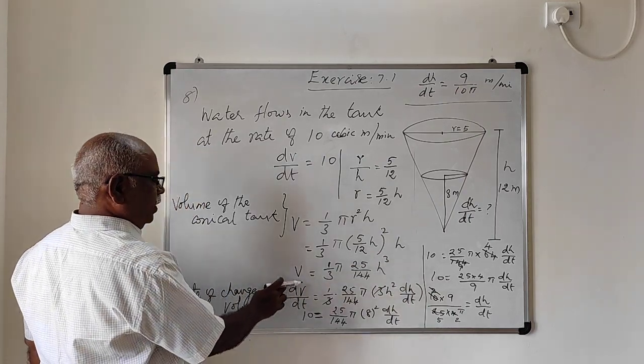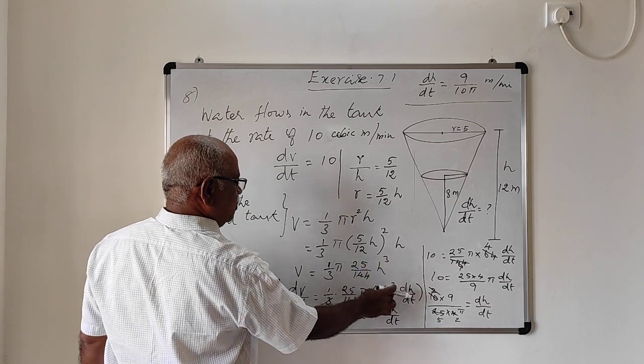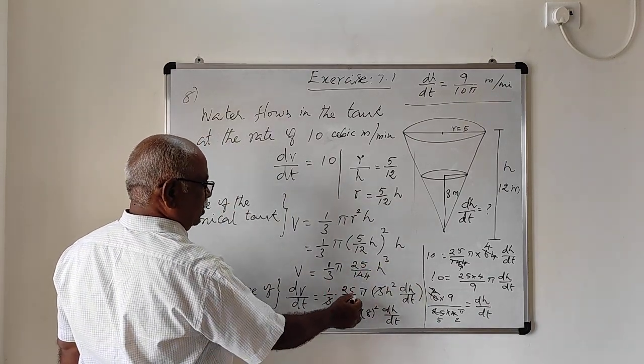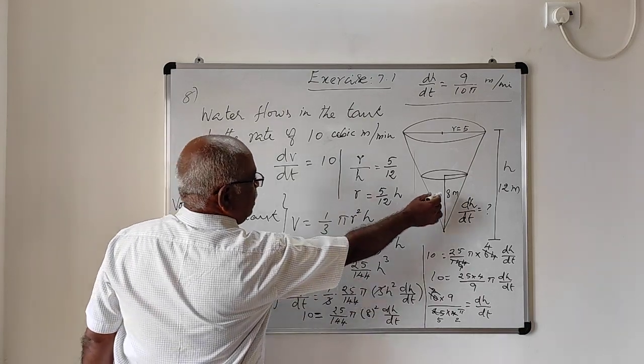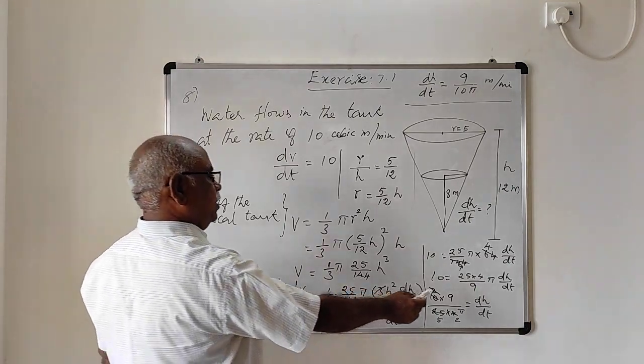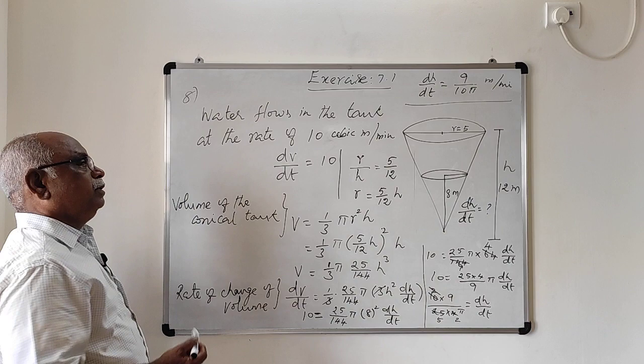Finding the rate of change of volume, dv by dt is 1 by 3 into 25 by 144 pi, a constant, h cube derivative is h square dh by dt. Cancelling 3 on both sides, we will get 25 pi by 144. h is 8 given, so 8 square. After simplification, I get dh by dt is 9 by 10 pi. That's all about problem 8.